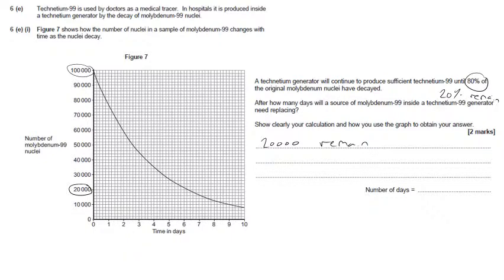And the time taken for 20,000 to remain, if you use a ruler and go carefully along this line here, you can see that it meets our curve there, which is 6.2 days.